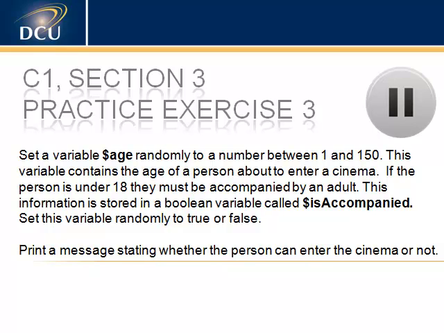So we have a problem here where we are setting an age variable randomly to a number between 1 and 50. This variable is the age of a person who's going to enter a cinema. If the person is under 18, they must be accompanied, and that accompaniment information is stored in a variable called isAccompanied.